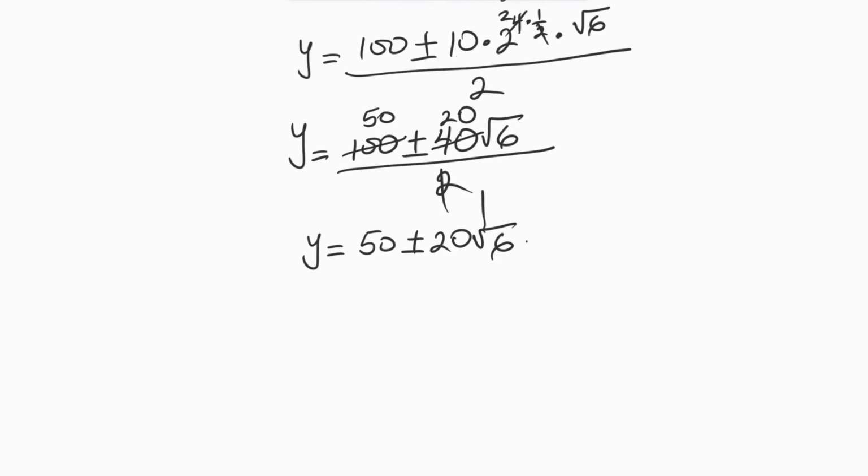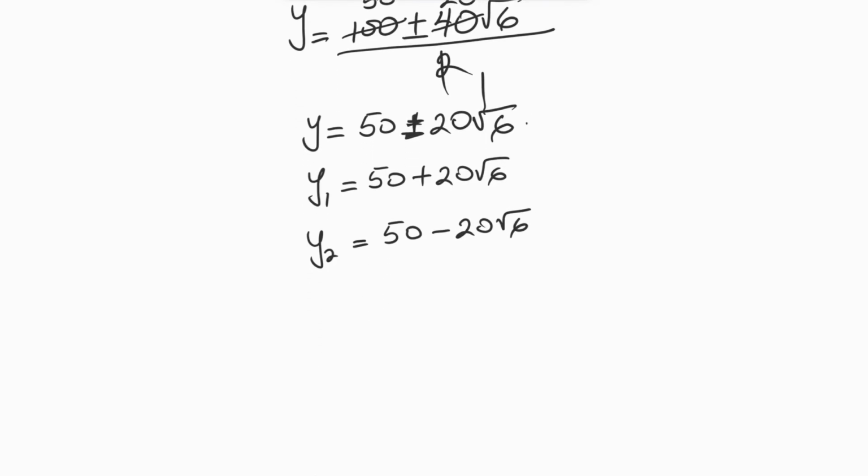Now that means our y1 is equal to 50 plus 20 root 6. And we're going with the plus first because the plus is above the negative sign. So then our y2 will become 50 minus 20 root 6.